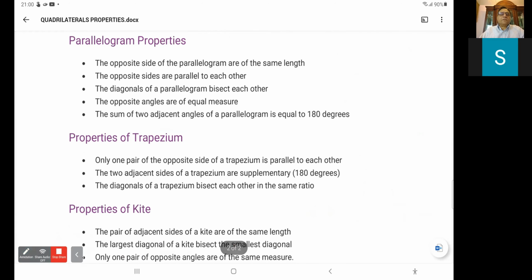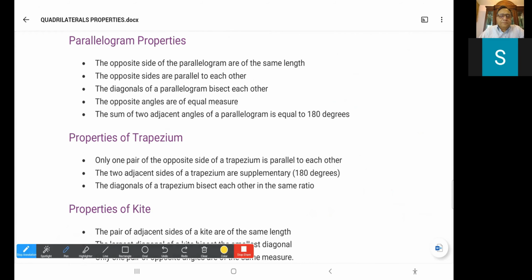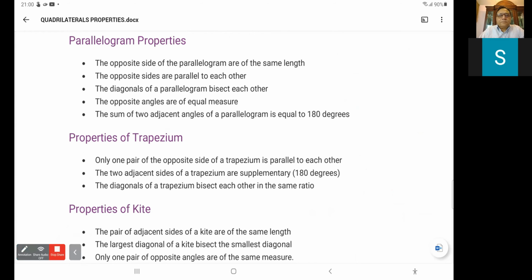So parallelogram. Can you just give me just 1 minute? Okay. So whenever you're ready, tell me. Yes, sir, I'm ready, sir.